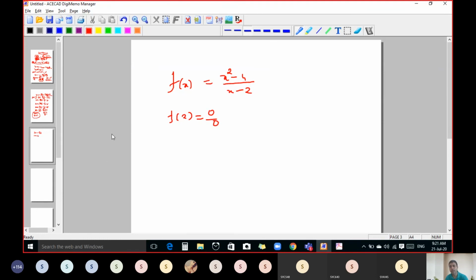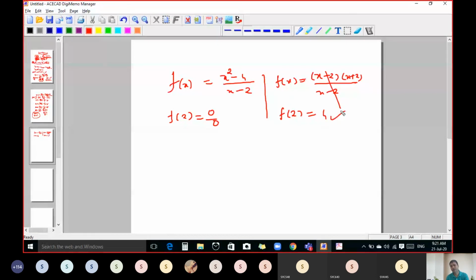But if we factorize this, x minus 2, x plus 2, that is the factor, upon x minus 2, and if we cancel, and then put x equal to 2, we get 2 plus 2, the answer 4. Now my question is, which one is the correct answer, 0 by 0 or 4? Many of you might think that this 4 is the correct answer.